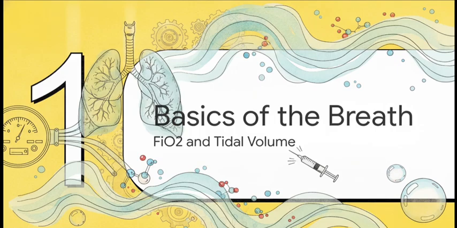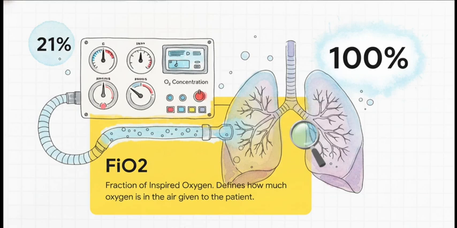Before we get into all the complex mechanics, we have to decide on the fundamental ingredients of our mechanical breath. First up, the machine basically asks, how much oxygen is in the air I'm giving you? That is your FiO2, or fraction of inspired oxygen. Just for a little context, the room air that you and I are breathing right now is about 21% oxygen. But a ventilator can crank that concentration all the way up to 100%. FiO2 is your primary, baseline tool when a patient's oxygenation is inadequate. Adjusting the FiO2 is almost always one of the very first levers we pull.